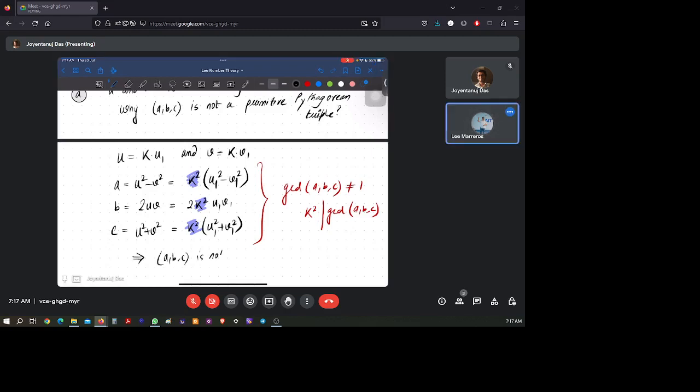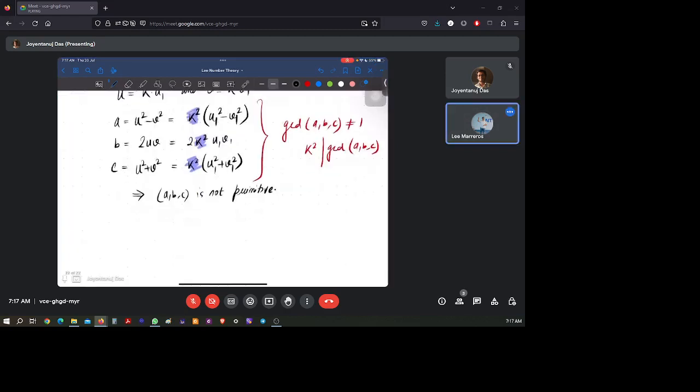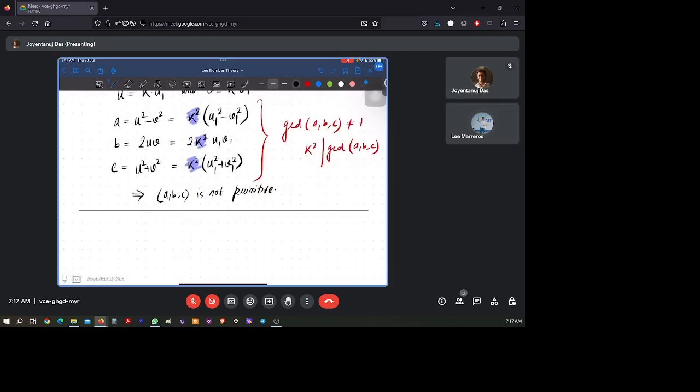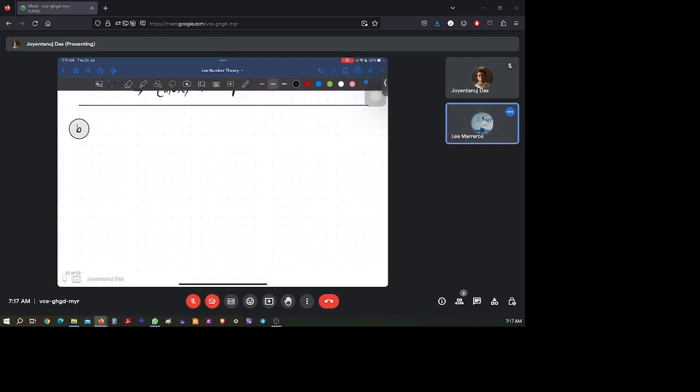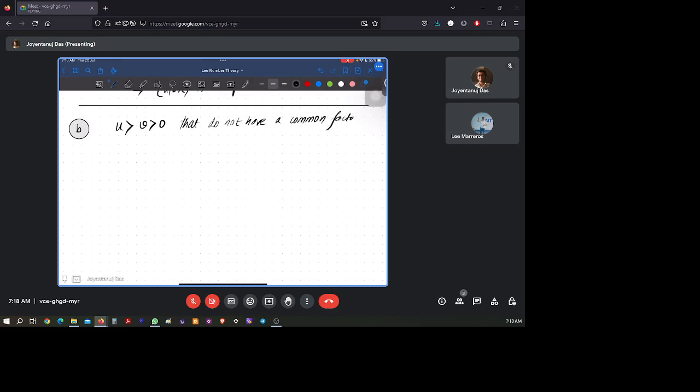So this is fine. Then the part B they're asking is, find an example of integers where u greater than v greater than 0 that do not have a common factor, yet the Pythagorean triplet is not primitive.